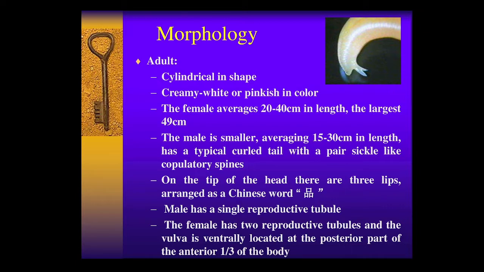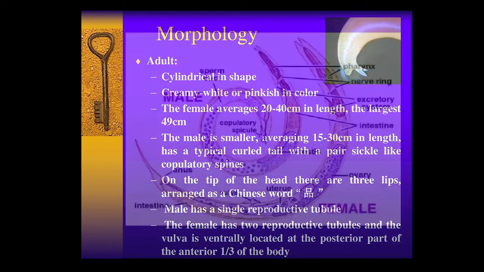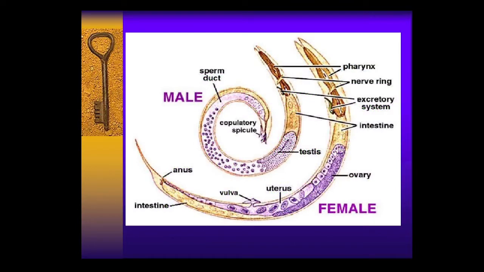It has a typical curled tail with paired sickle-like copulatory spines. On the tip of the head, there are three lips arranged like a Chinese character. The male has a single reproductive tubule, whereas the female has two reproductive tubules, and the vulva is ventrally located at the posterior part of the anterior one-third of the body.